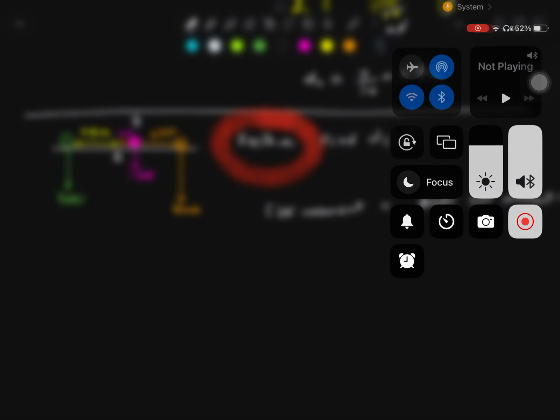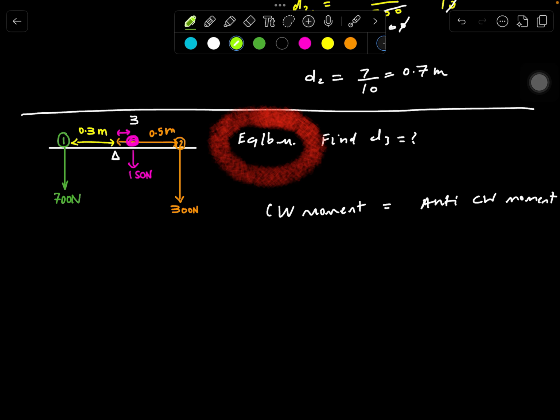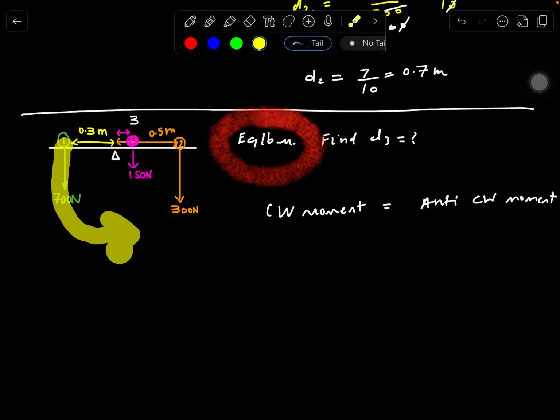Yeah, it's recording. Okay, so now you have to identify which of these 3 is or are clockwise and which one's anti-clockwise. How do we do that? Take your arrow towards the pivot. What about the first one? Is it clockwise or anti-clockwise?